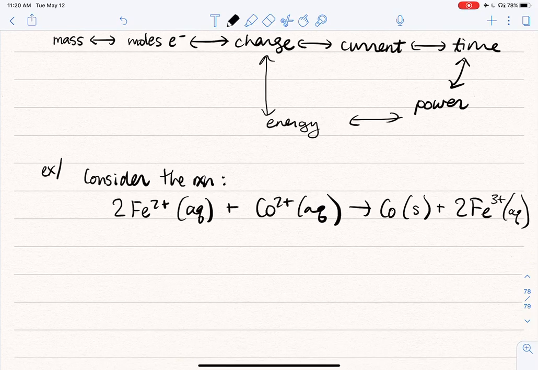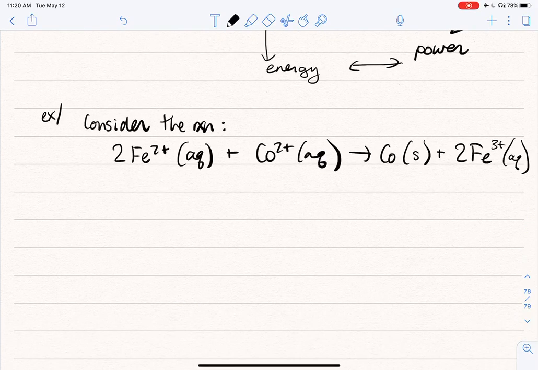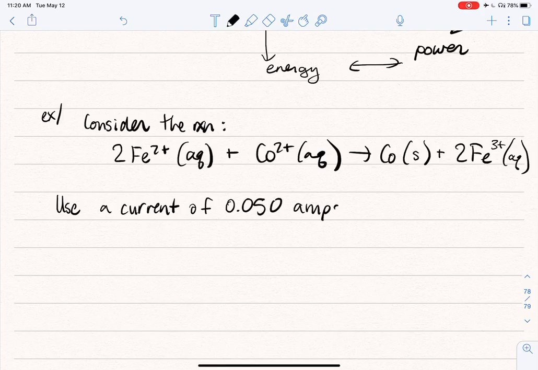So, taking this example, I want us to imagine that we're using a current of 0.050 amps for 250 seconds to plate out cobalt metal. So you want to basically use this reaction to synthesize cobalt metal.